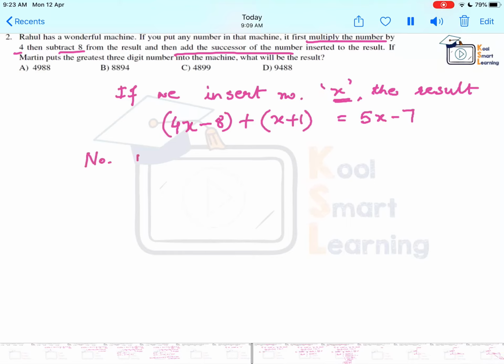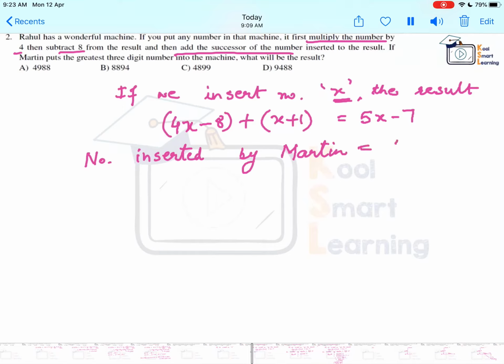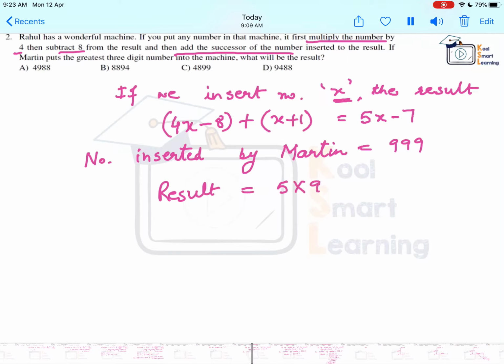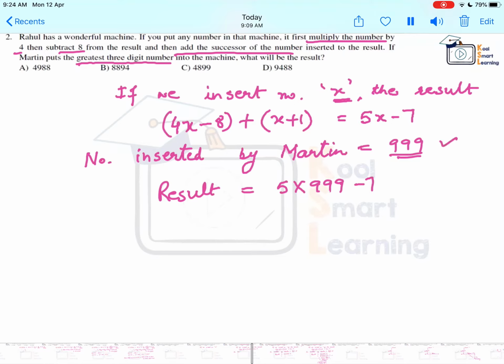Now if the number inserted by Martin is 999, what will be the result? Result will obviously be 5 into 999 minus 7. Why 999? Because it says greatest 3-digit number. Greatest 3-digit number is 999. So now obviously we can do this calculation and get the result.